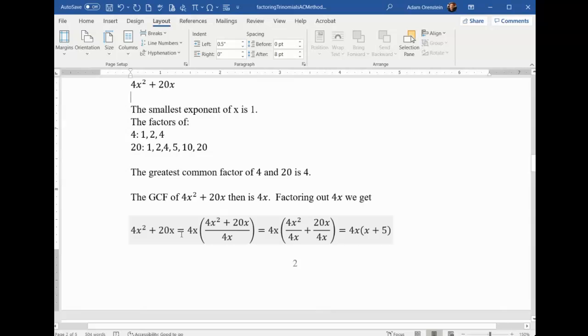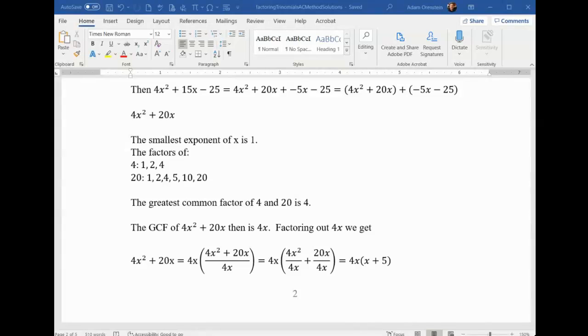And what do we get? We get 4x times 4x squared over 4x plus 20x over 4x, because again, we're dividing into each term. For the first quotient, the 4's cancel, and x squared over x becomes just x. 20x over 4x becomes 5. So this is what we get.